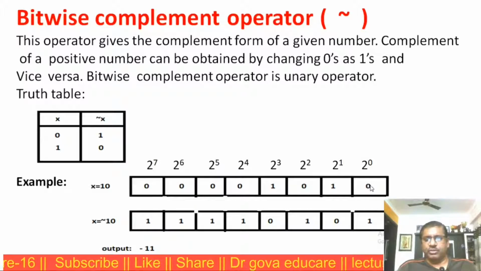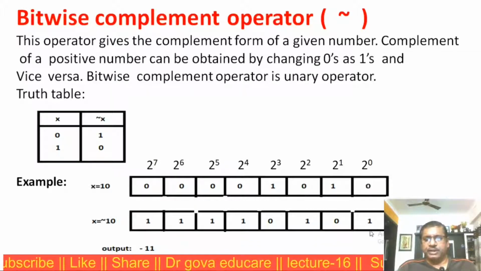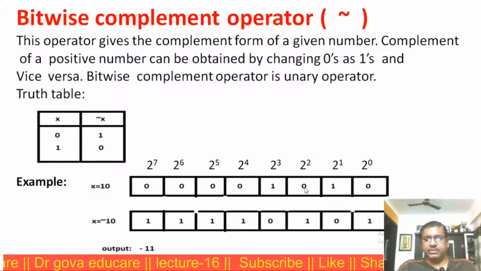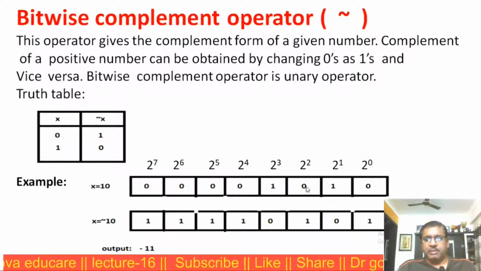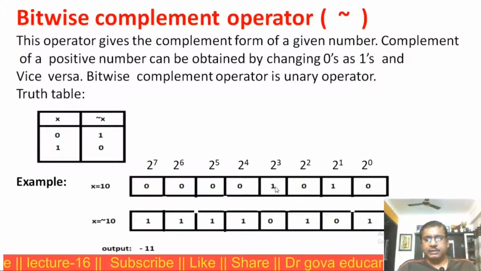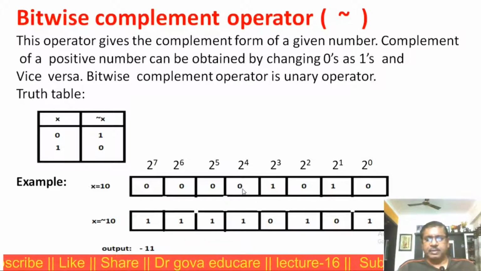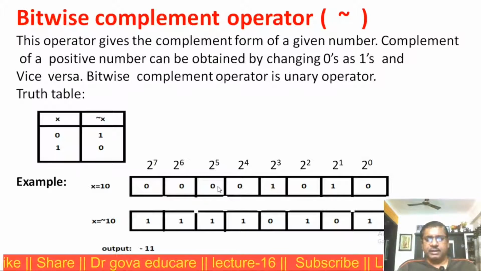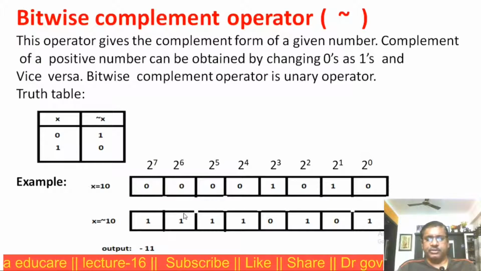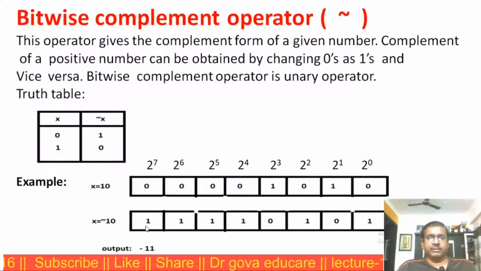Now this is 0. The complement of 0 is 1. The complement of 1 is 0. The complement of 0 is 1. The complement of 1 is 0. The complement of 0 is 1, and likewise the remaining zeros all become 1.